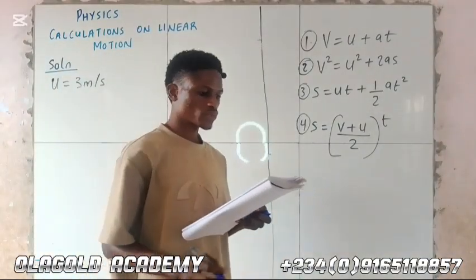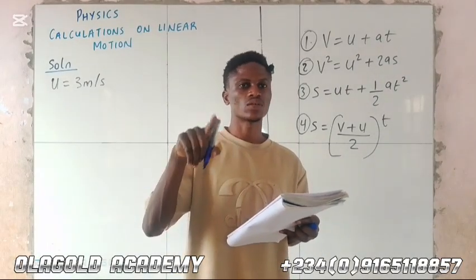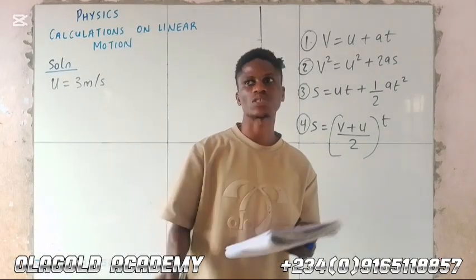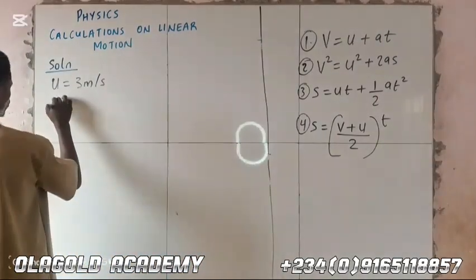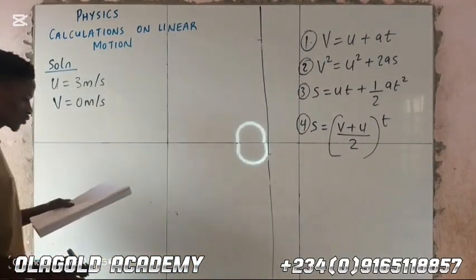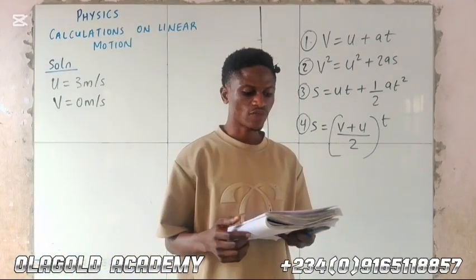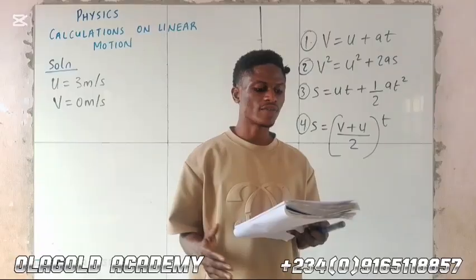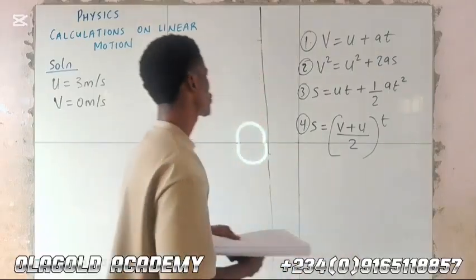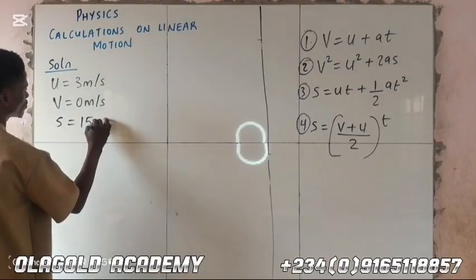It's brought to rest. Brought to rest means the final velocity is 0 meter per second. By a constant force after traveling 15 meters. So the distance is 15 meters.